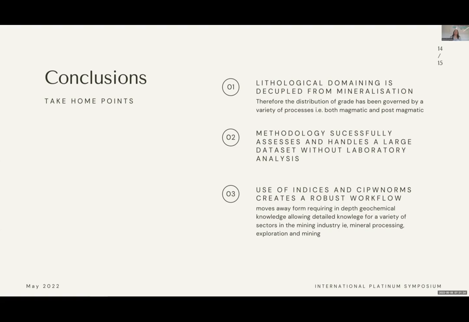And then the third is that the use of indices and CIPW norms creates a robust workflow. So it removes us away from requiring an in-depth geochemical knowledge, and it allows a very varied range of knowledge-based geologists to use this information and workflow to create a more robust way of working, and it can be then used in mineral processing, exploration, and mining techniques.